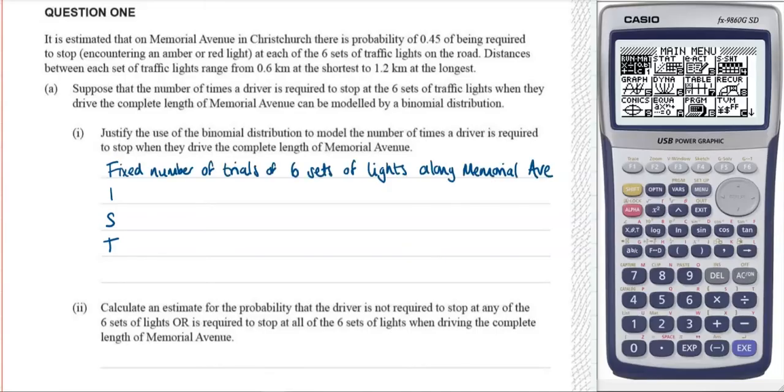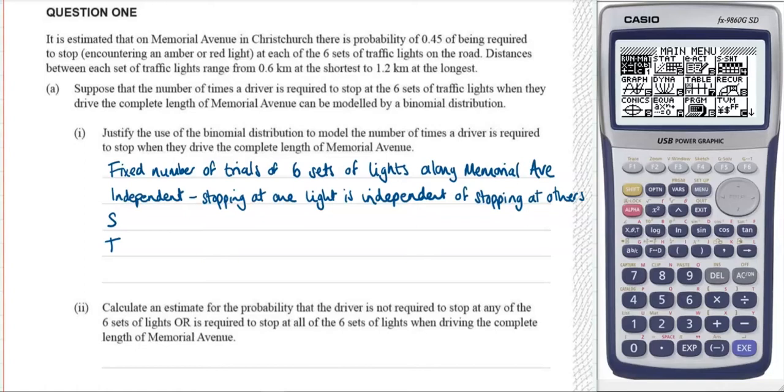So the fixed number of trials is that we have 6 sets of lights along Memorial Ave. That's not going to change. There will always be 6 lights. Each thing is independent of each other. So of those 6 sets of lights, being stopped at one light is independent of stopping at others. It doesn't make it more or less likely that the other lights will stop you.